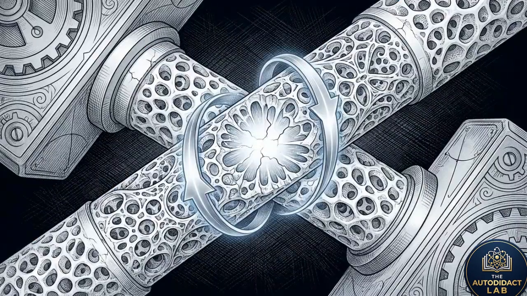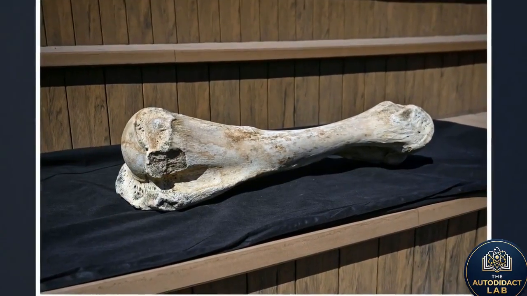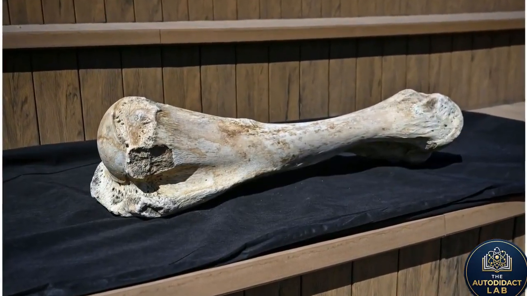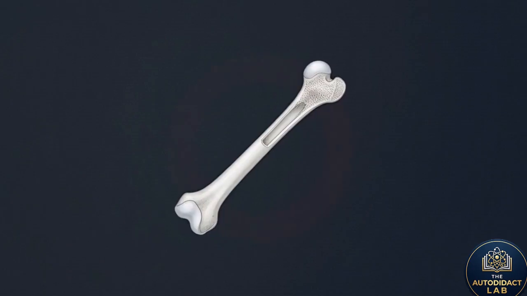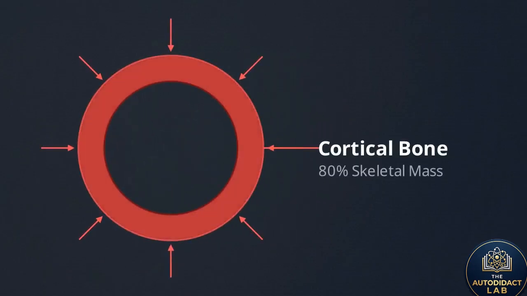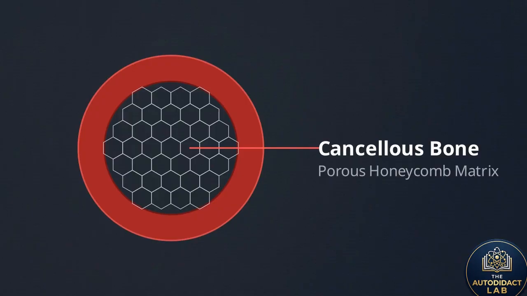This specific marriage of high tensile and high compressive materials allows the bone to absorb massive kinetic energy without catastrophic failure. On a macroscopic scale, we can see how these materials are deployed against massive gravitational loads. This 3D cross-section of a human femur illustrates the first layer of defense, cortical bone. This dense outer shell withstands immense compressive stress, making up 80% of skeletal mass.